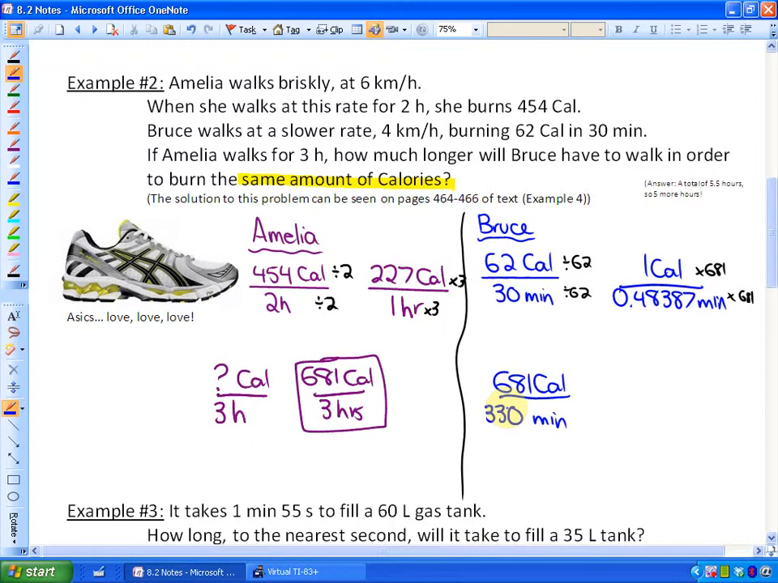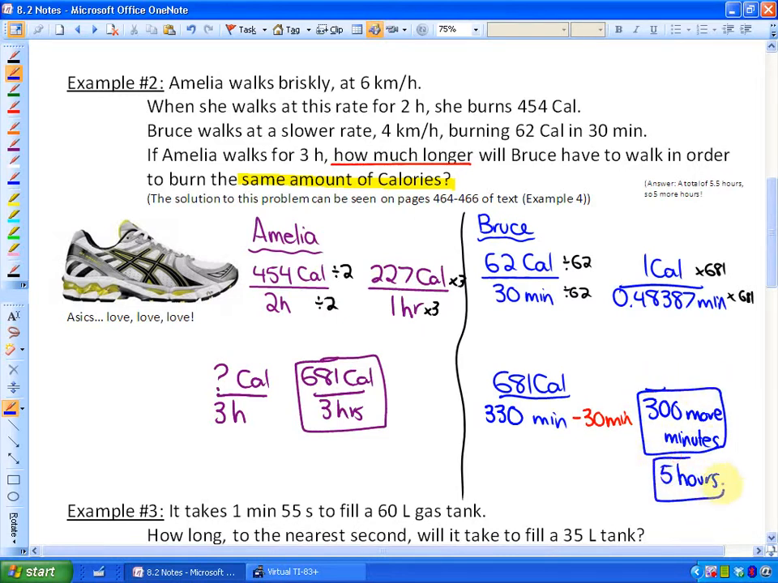Now, the question says how much longer. I'll underline that in red. So how much longer? It states that he has already walked 62 calories in 30 minutes. So if we subtract 30 minutes from that, he would have to walk 300 more minutes, which is equivalent to 5 hours.